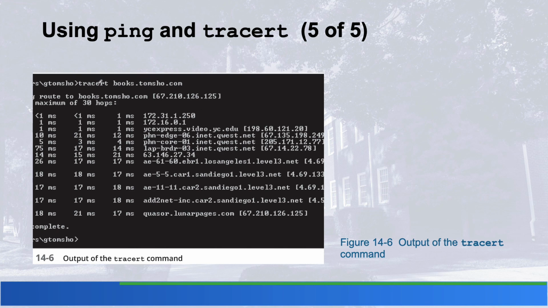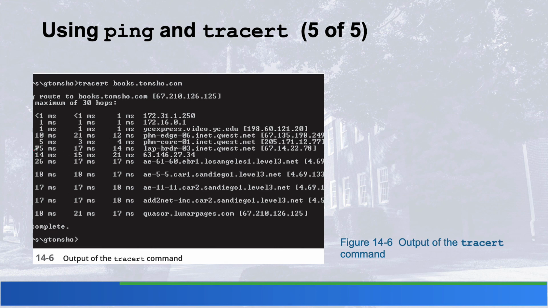So when I'm tracing my route to a web server called books.tomshow.com, here's the IP address that I'm trace routing to. It says this is my gateway, and then there's other routers that I pass through in between, and then finally I get a response back from the router at the destination, or the server at the destination. So when I communicate with this particular IP address, these are all of the routers I'm going through. Okay? And these are the response times.